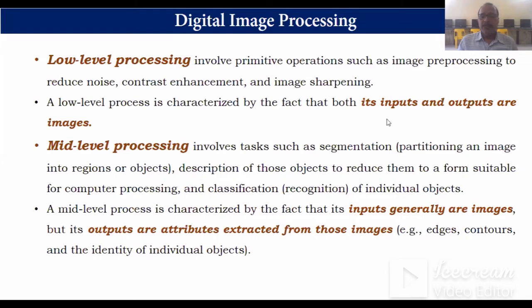In mid-level processing, we can find some part of the image. That is known as segmentation. We have to divide the image into a number of different segments based on the object or based on some filtering technique, and that will be mid-level image processing. In this mid-level image processing, the input is an image, but the output is not an image. The output is some part of the image, or another extracted feature of the image. So that will be mid-level processing.